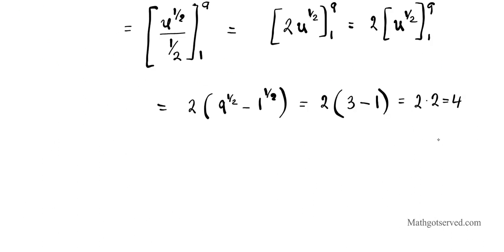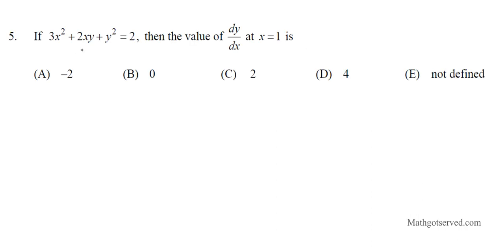All right, let's move on to the last question. Question number 5. It says if 3x squared plus 2xy plus y squared equals 2, then find the value of dy/dx at x equals 1. So in this one, we're basically going to use implicit differentiation since this is not an explicit function. So let's go ahead and use implicit differentiation to find what dy/dx is, and then we'll evaluate the derivative at x equals 1.